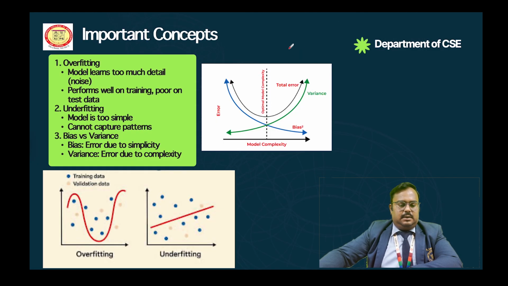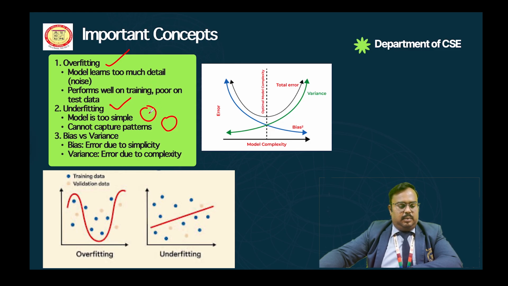So next important concept in machine learning. There are two important concepts in machine learning: one is overfitting and another one is underfitting. What is meant by overfitting? The model learns too much detail. That is overfitting. It performs well on the training data, but poorly on the test data. So next one is underfitting. The model is too simple and it cannot capture the pattern. That is underfitting. Either overfitting or underfitting, both are not good for machine learning.